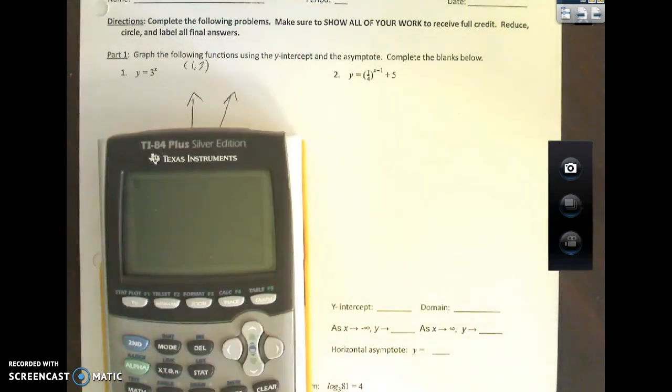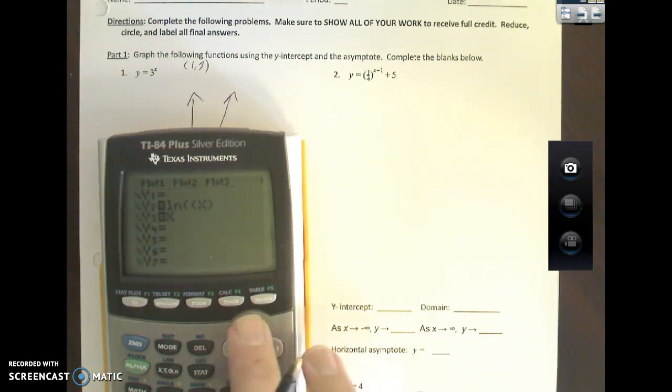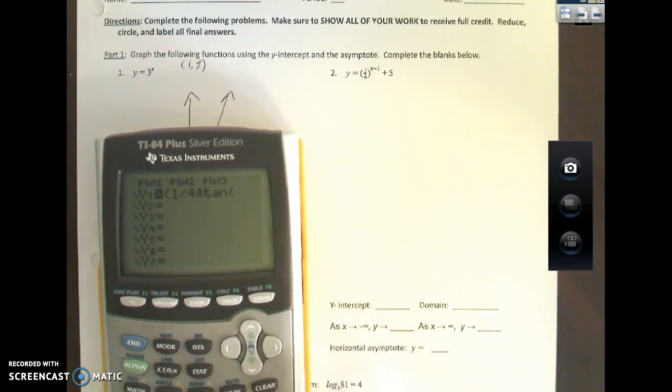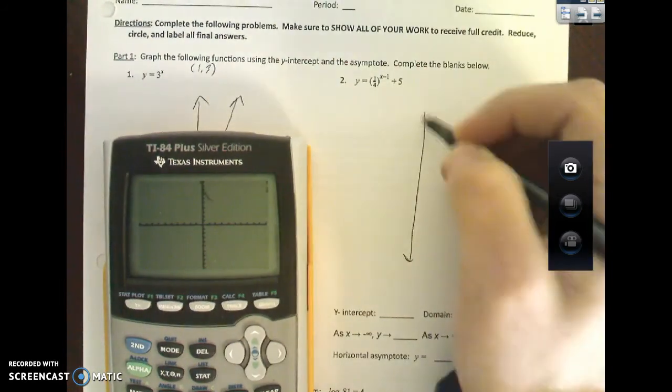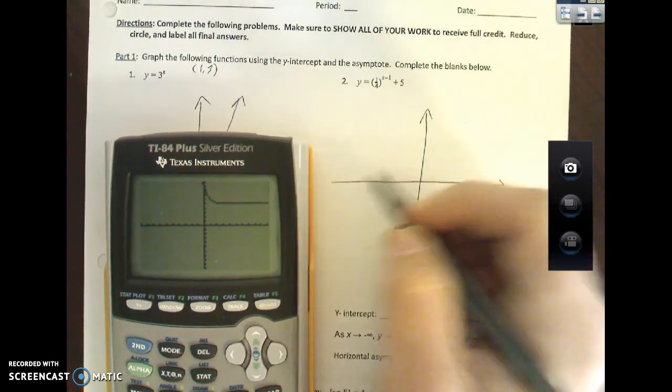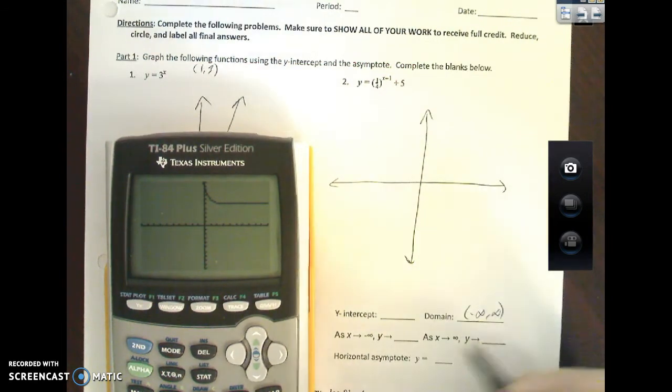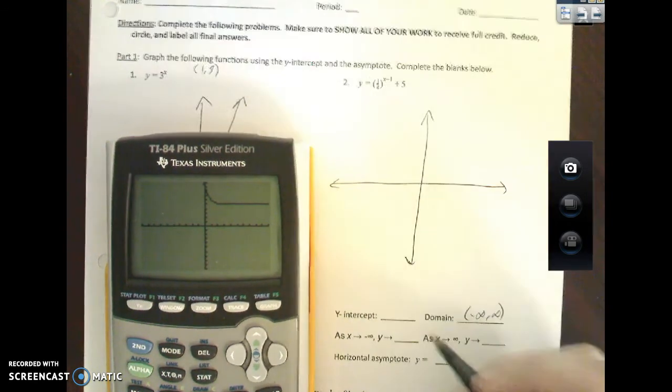For number 2, let me show you guys how to do this one in the graphing calculator, give you a little heads up. So we are looking at parentheses 1/4 raised to the x minus 1, plus 5. And I can graph this. Never guess what my domain is. My domain is negative infinity to positive infinity. My horizontal asymptote is the thing tacked on the end, 5.